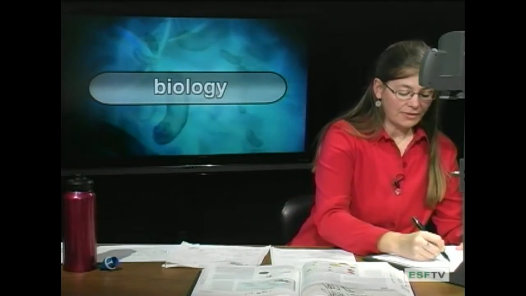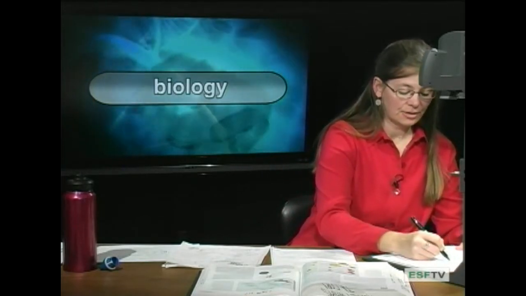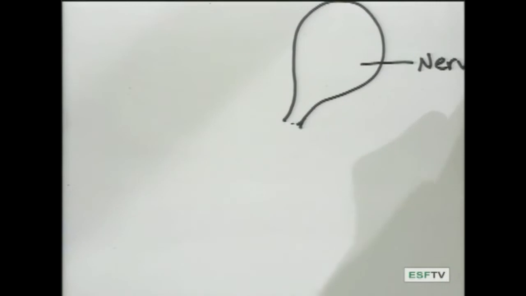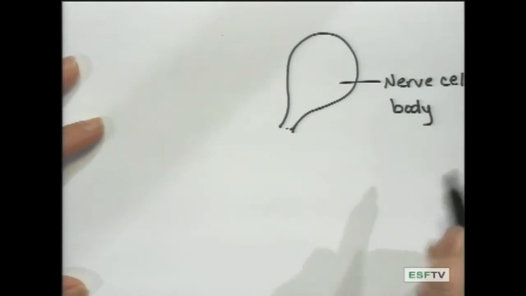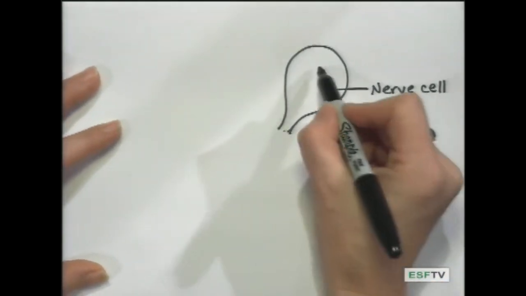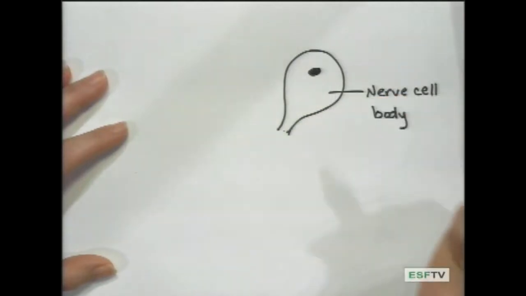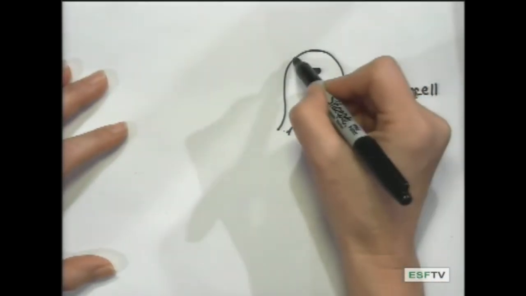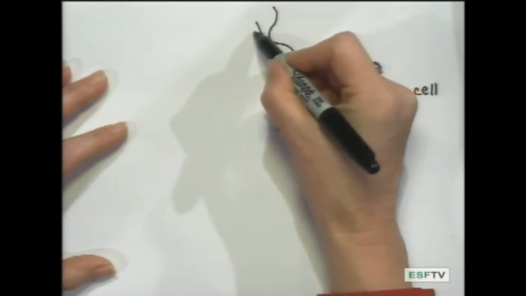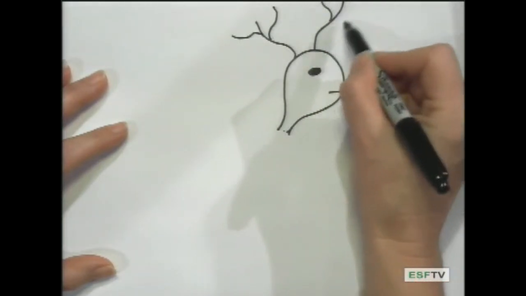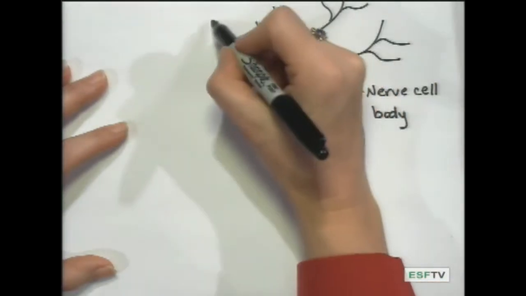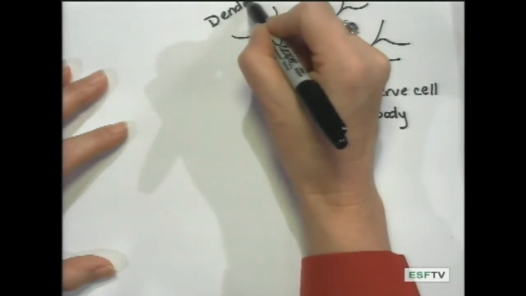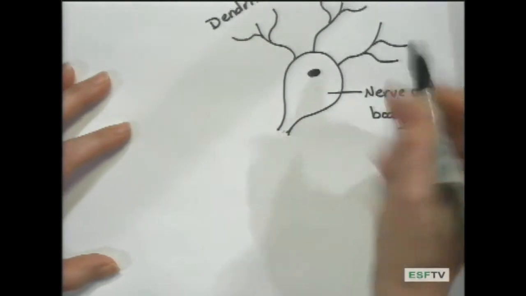So we have the large structure, this nerve cell body, where you find the nucleus of the neuron. There are processes coming off of the nerve cell body. And these are called dendrites, which also means tree.